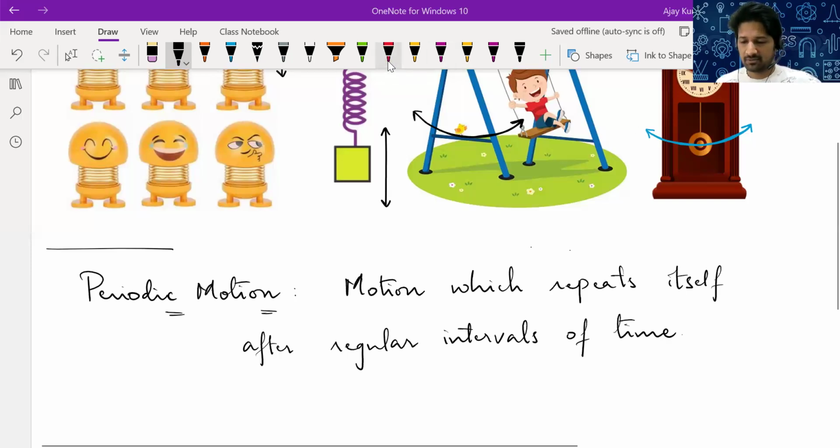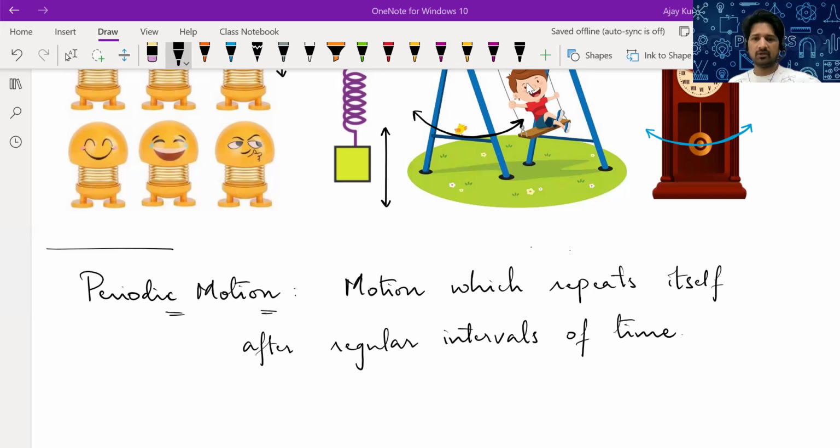Any examples of periodic motion that you can think of? I got one answer as tides, like waves in the sea. Okay, high tide, low tide. Fine. Usually on full moon days, we have high tide in the sea. That is due to the gravitational pull of the moon. Okay, makes sense.